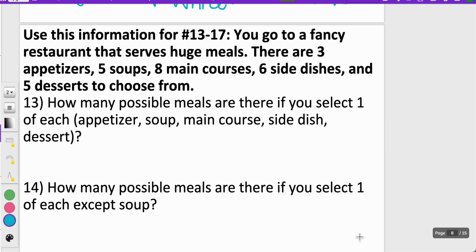You're at a fancy restaurant that serves huge meals: 3 appetizers, 5 soups, 8 main courses, 6 side dishes, and 5 desserts to choose from. How many possible meals are there if you select one of each? So I've got appetizers, 3, soups, 5, main course, 8, 6 side dishes, and 5 desserts. I'm just multiplying all these. I'm going to have a total of 3,600 meals.